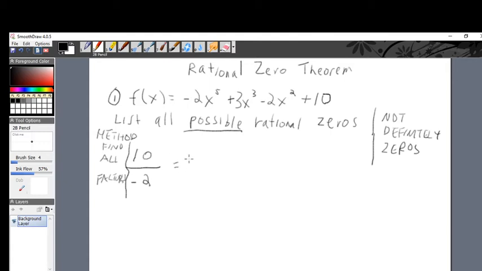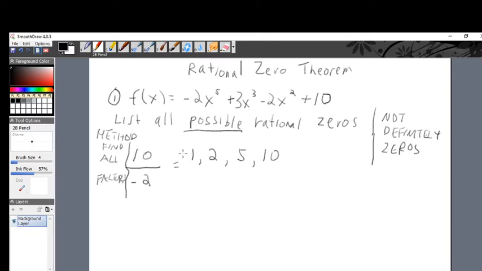What are the factors of 10? They can be 1 and 10, right? So that's one of the factors of 10. 1 goes into 10 evenly. So does 2 go into 10 evenly. That's a factor of 10. So does 5 go into 10 evenly. And so does 10 itself, right? So 1 times 10 is 10. 2 times 5 is 10. So these are all factors of 10.